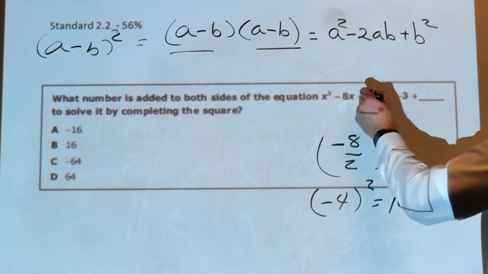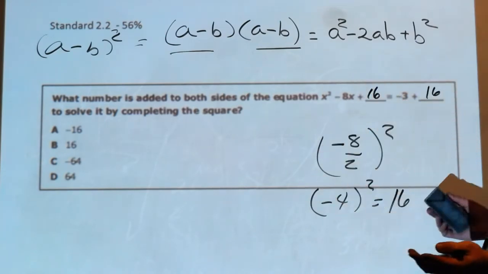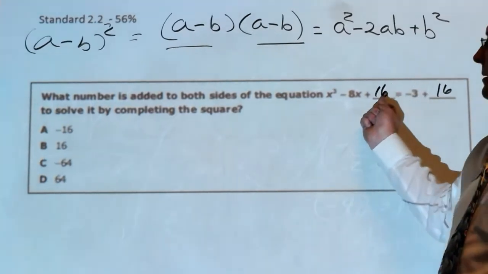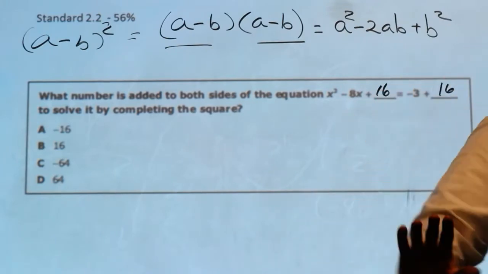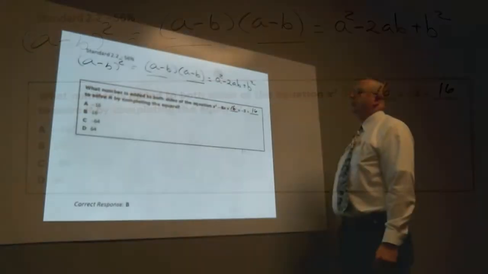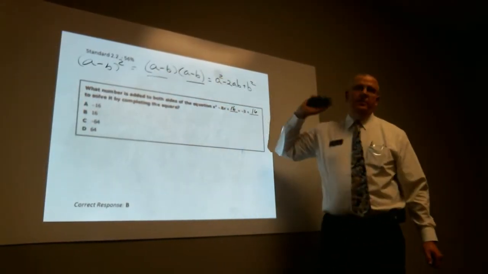16. So we're going to add 16 here and 16 there. And they really don't want us to solve it. They just ask us a question. What number must that be to solve by completing the square? What has to be 16? That's it. We don't erase it. Also, if this was a plus b, the only thing that would change would be the middle term.